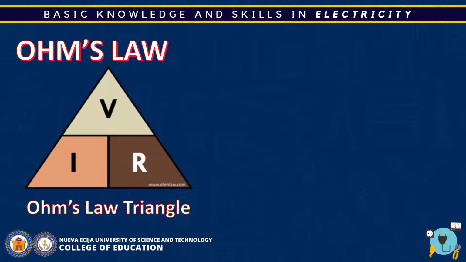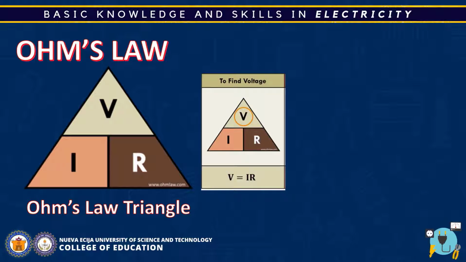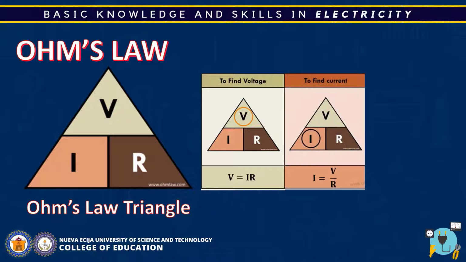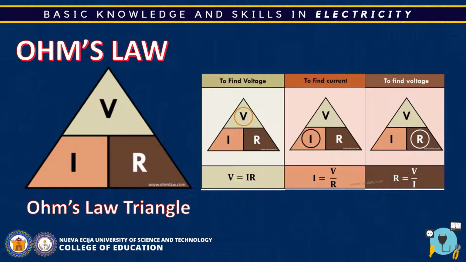Let's consider a triangle with three labels: V, I, and R. Ohm's law triangle can easily be used to obtain three equations. To find voltage, V is equal to IR, or voltage is equal to current multiplied by resistance. To find current, I is equal to V divided by R. Current is equal to voltage divided by resistance. To find resistance, R is equal to V over I, or resistance is equal to voltage over current.